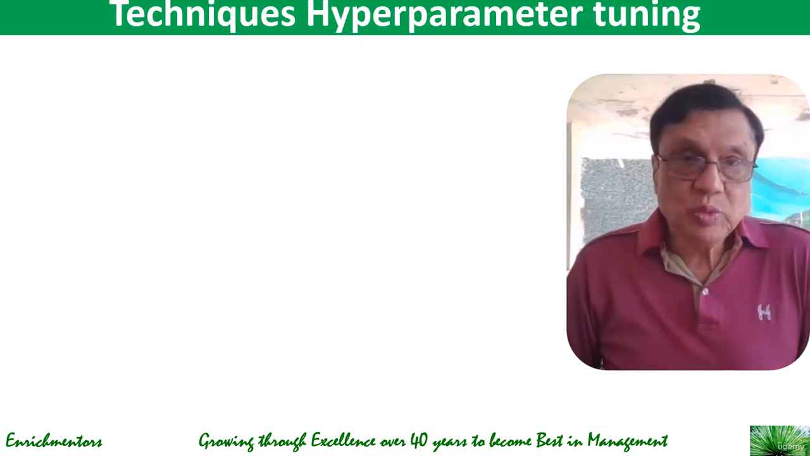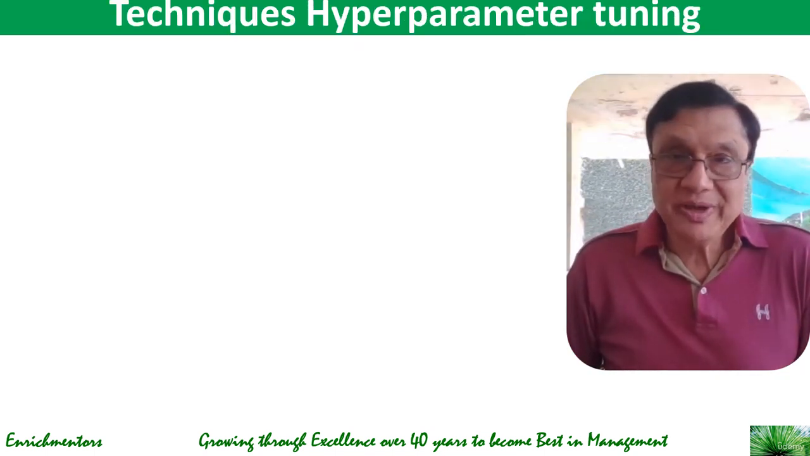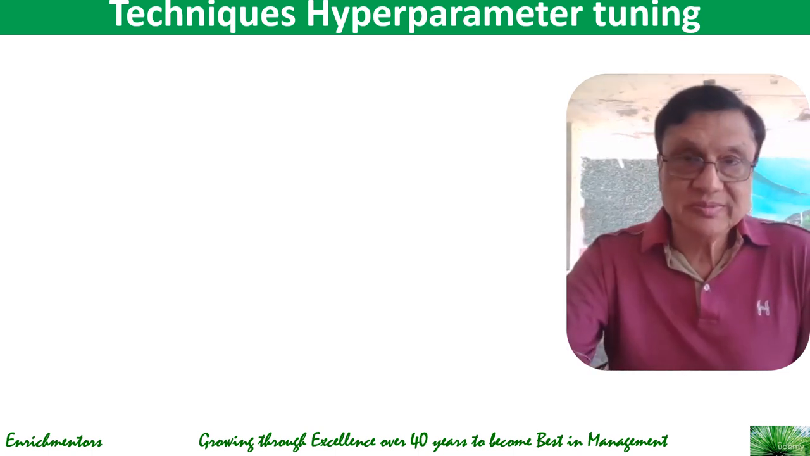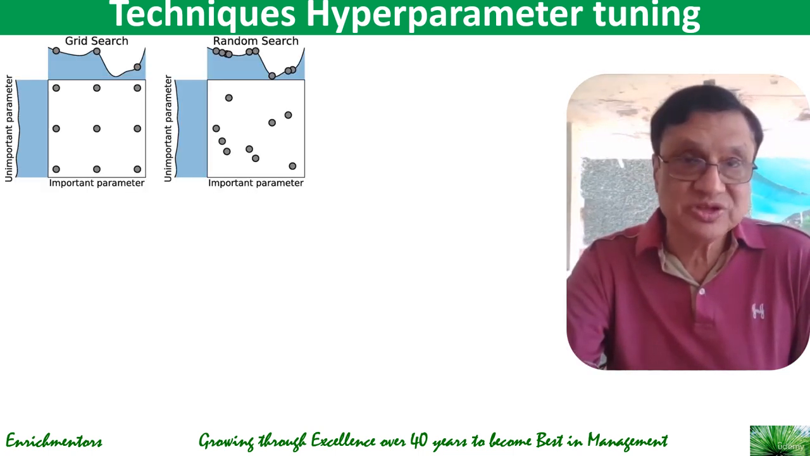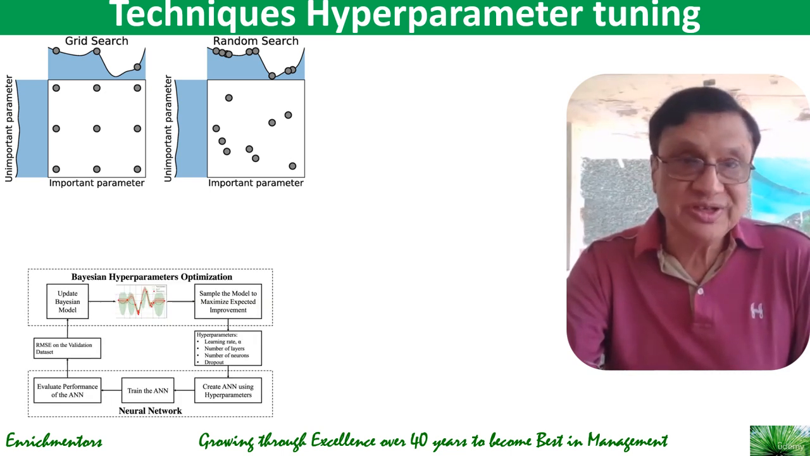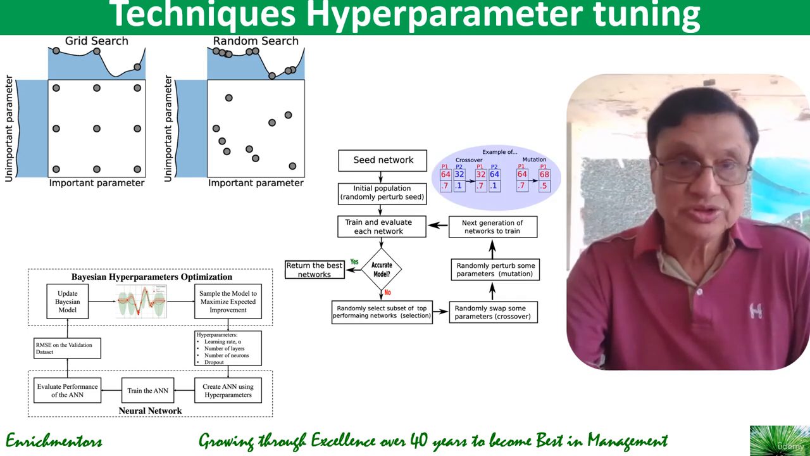So the question is, what are the core techniques for hyperparameter tuning? Now, these include, as we were talking about, grid search and random search, and more advanced methods like Bayesian optimization and genetic algorithm. So these are the four core hyperparameter tuning techniques.